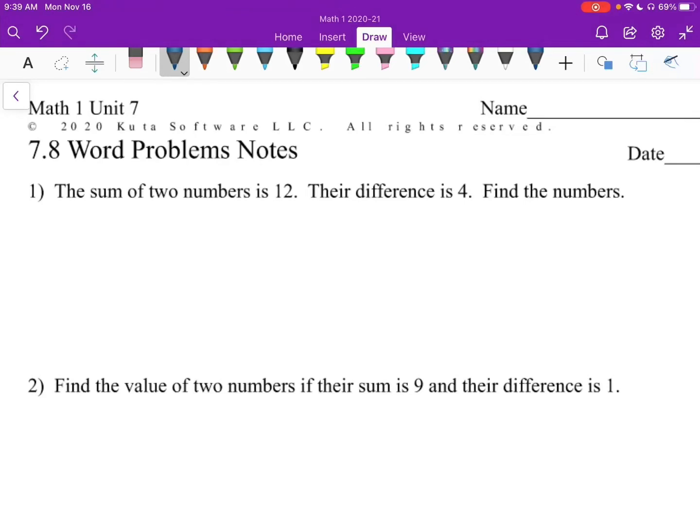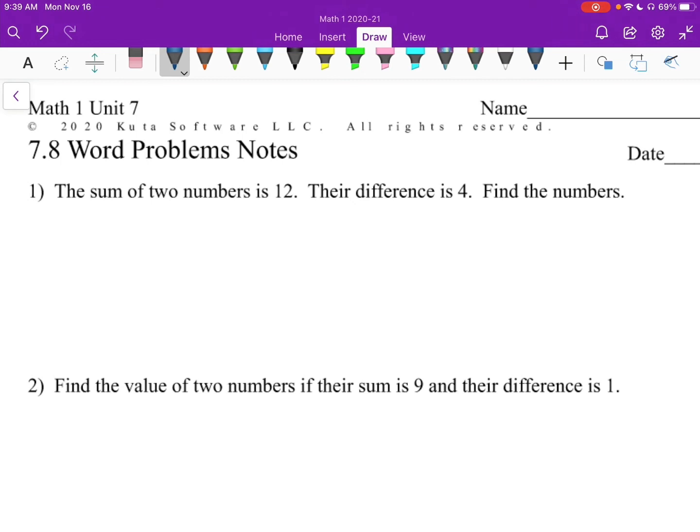All right, Math 1, Unit 7, Section 8, Word Problems. So with these word problems, we're going to be starting off by using the information in them to write two linear equations. And once we do that, we're just going to solve them using the methods that we've already learned. So the new part is extracting the information to write the equations.